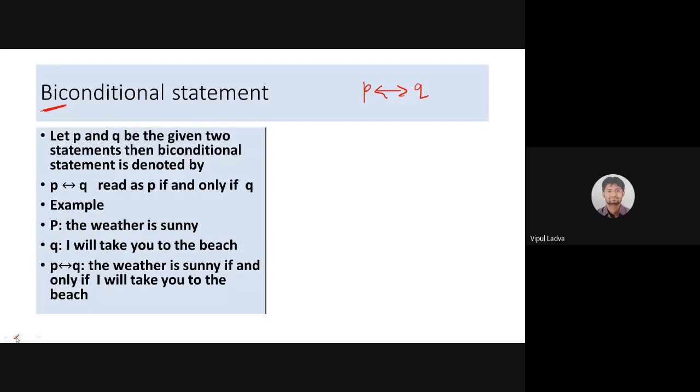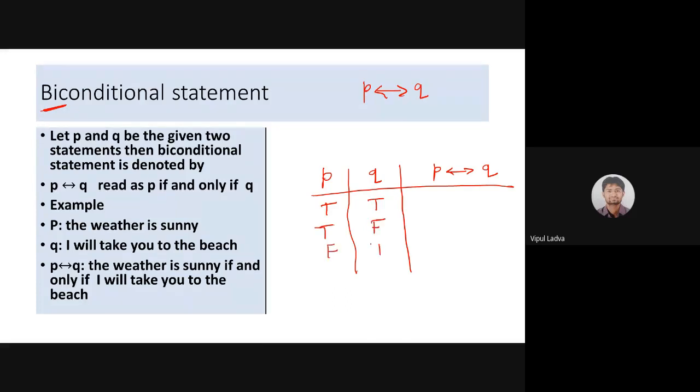Now, who will help me to prepare the truth table for two statements P and Q, where we are looking for the compound statement, which is the biconditional statement for P and Q? I'm in need of one person. First of all, let me have all the possibilities: TT, TF, FT, and FF.